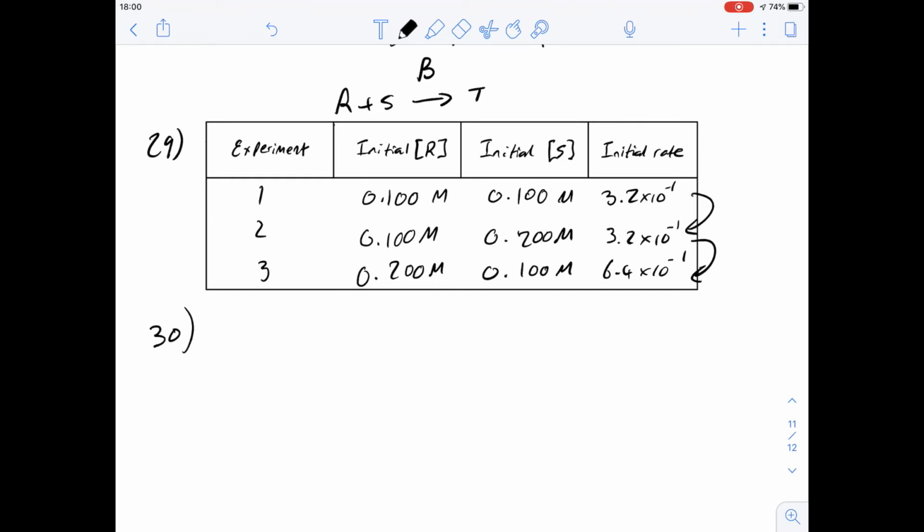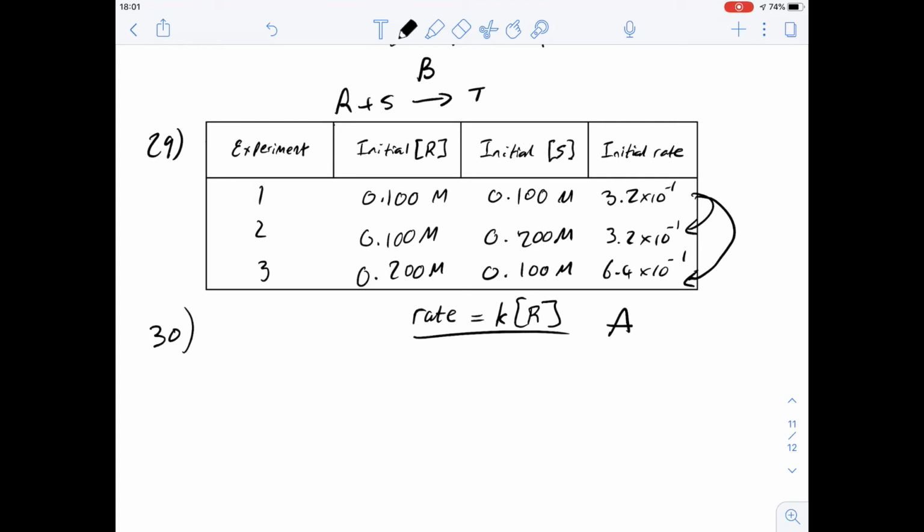If we compare experiments, we'll compare actually 1 and 3, just to keep everything the same. We're going to double the concentration of reactant R, and we're going to keep the concentration of S the same. So we're only changing one variable here, and we can see that when we double R, we double the rate, and there's this 1-to-1 relationship between the rate and the concentration of R. And therefore we can say it's going to be first order with respect to R. So we can say that the rate is going to be a rate constant multiplied by the concentration of R to the power of 1, because it's first order, so we can leave it like that and call that answer A.